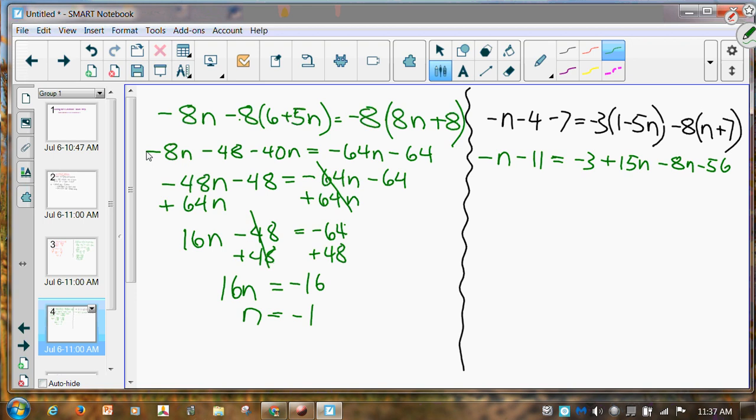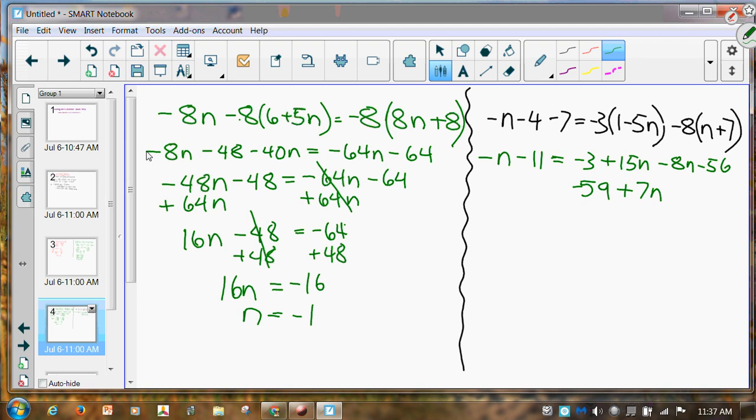Okay, on the left, we don't have any terms to collect because we only have two terms, a number and a variable. On the right-hand side, we have both numbers and variables to add. We've got a minus 3 and a minus 56. If we add those, we will get a minus 59. And then we'll add our two terms that are like terms with the variable. We have a plus 15n minus 8n, which gives me a plus 7n.